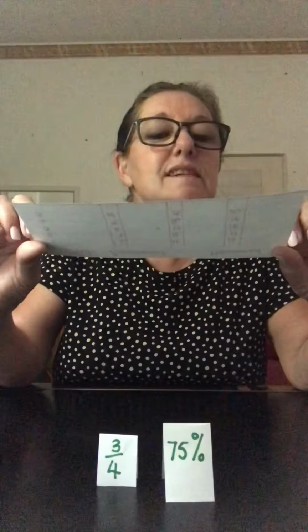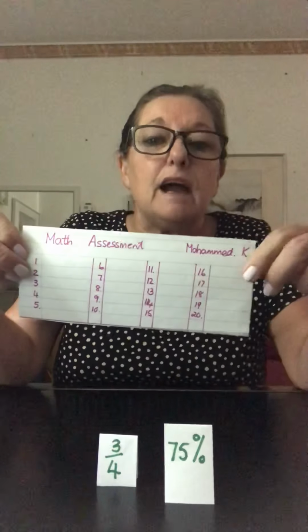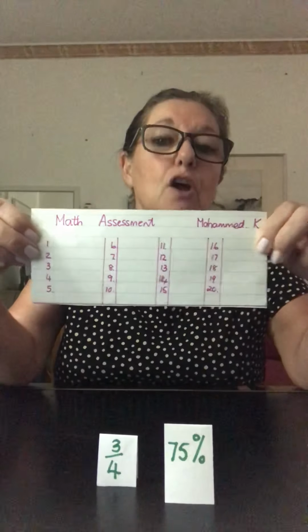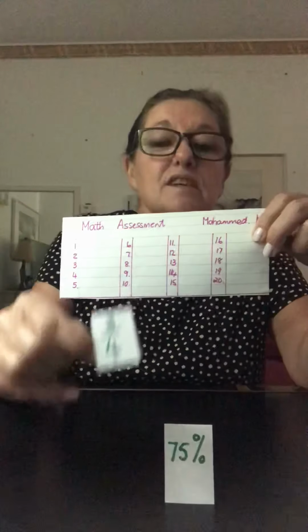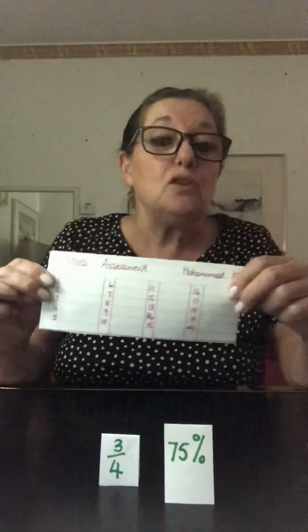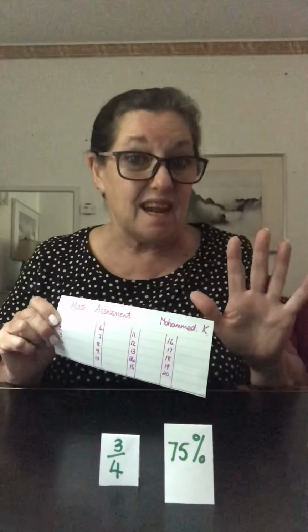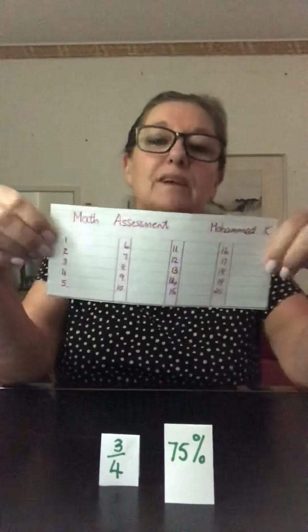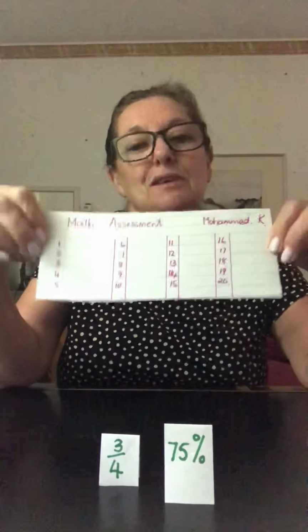But if I got 75%, 75% is 3 25%s. So it would be 3/4. So let's look at this. I've got 20 over here and I got 75% of these answers. So then I must work out what is 3/4. Now I knew 1/4 was 5, so 2/4 would be 10, so 3/4 would be 15. So I would get 15 out of 20.